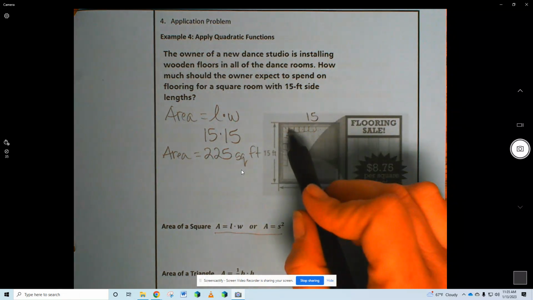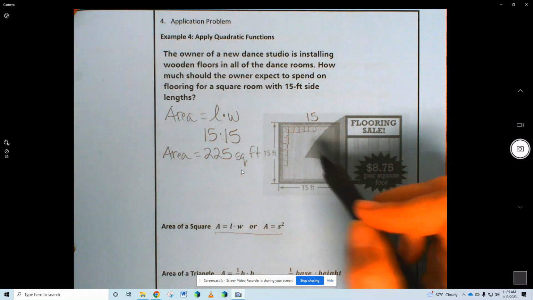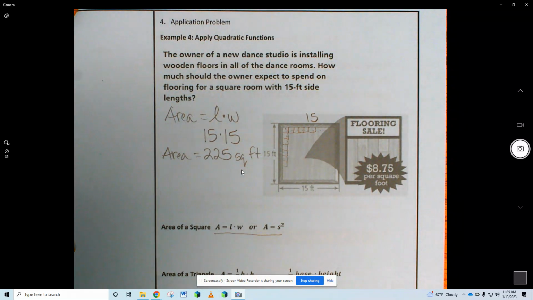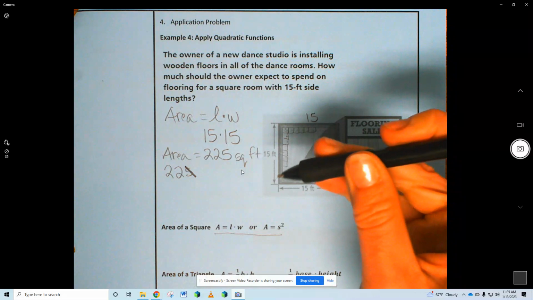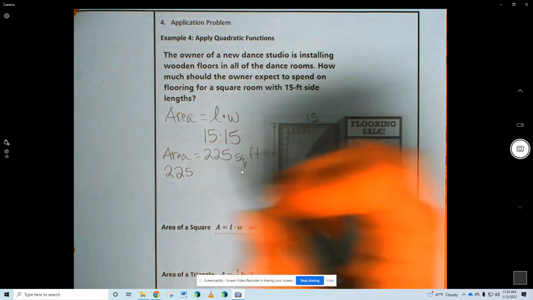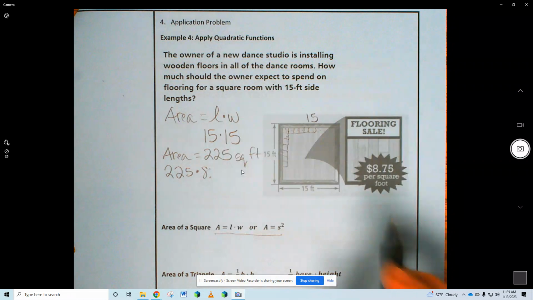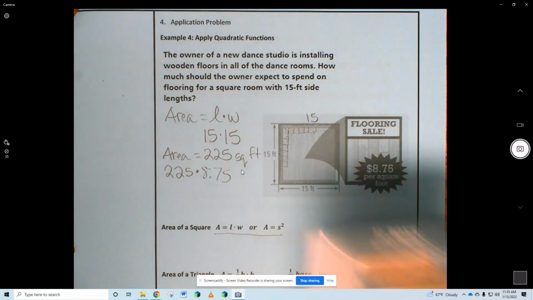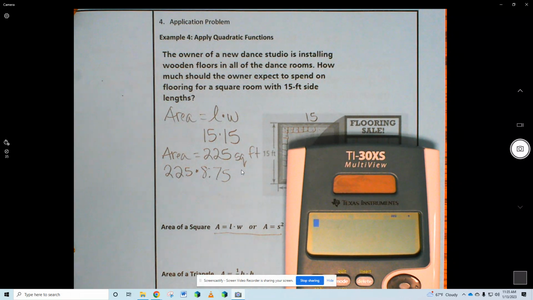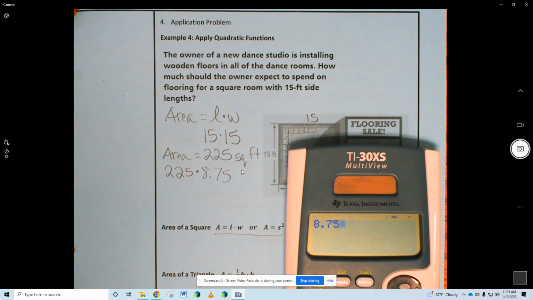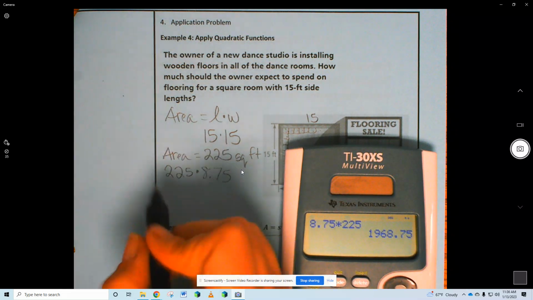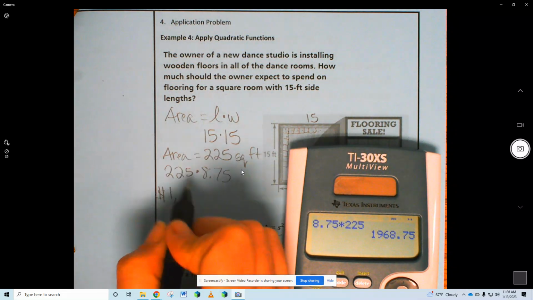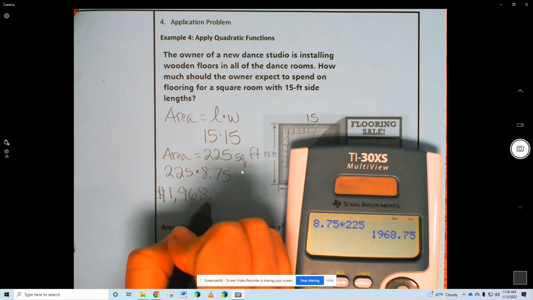Exactly. Every single one of these is $8.75. And there's 225 of them. A lot. So I'm going to go 225 times $8.75. Hold on. $8.75 times 225. This is a lot of money. $1,968.75.